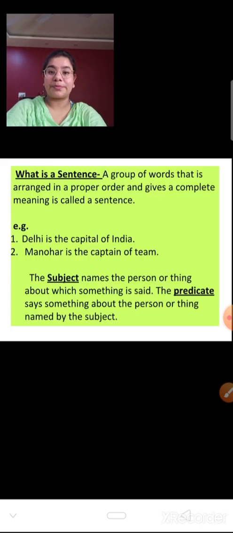sentence. So students, a sentence is a group of words that is arranged in a proper order and gives a complete meaning. So whenever we try to arrange the words in a very proper manner or in a sequence, and after arranging them they give us a complete meaning, a complete sense, that is known as a sentence.